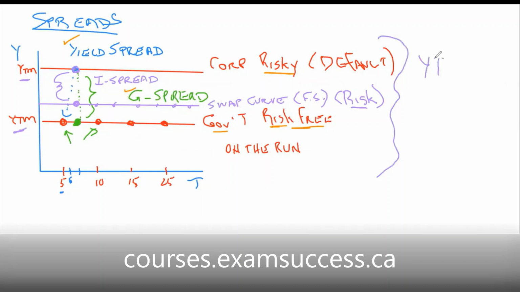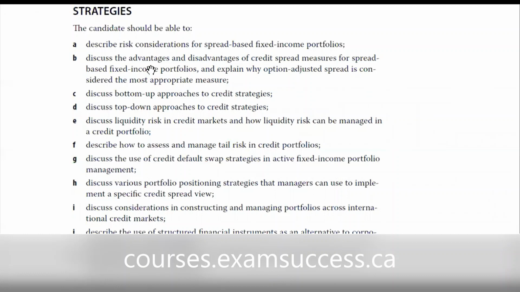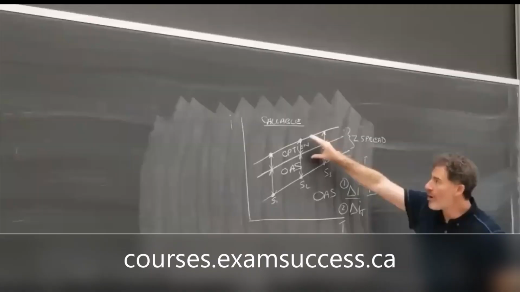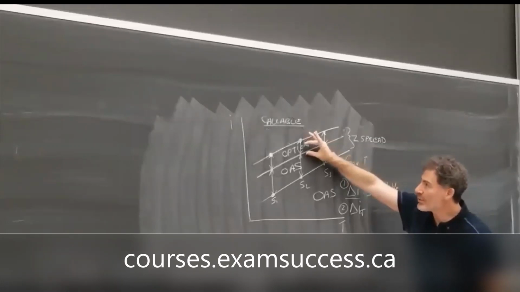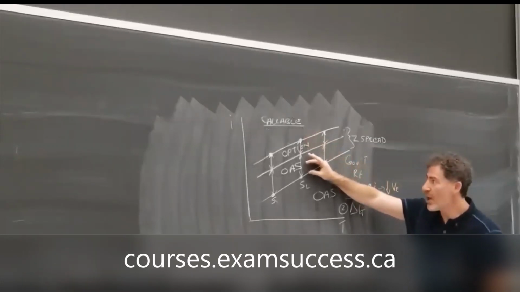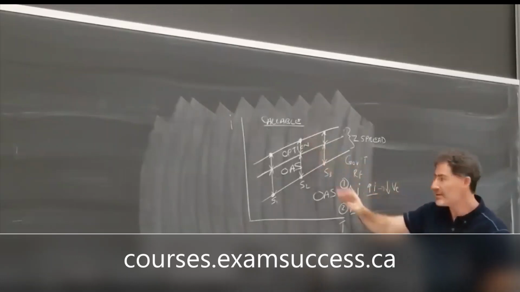This is something you've got to be able to handle, so that when you come back and look at learning outcome statements about the advantages and disadvantages of spread measures and why option adjusted spread is considered the most appropriate measure, you've got to get a handle on this. You've got to visualize those spreads, and then think about the option adjusted spread: what is it and what factors are affecting it.